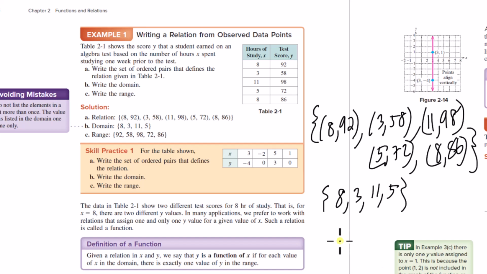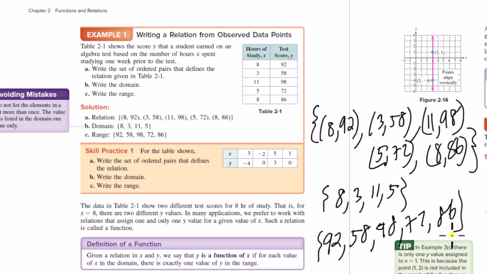Okay, now what's the range of this set of ordered pairs here? Well, we can see it's 92, 58, 98, 72, 86. That's the set of all values you could possibly get out of this relation.